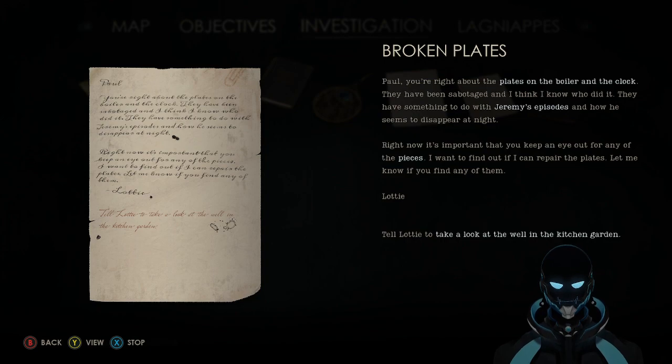Paul, you're right about the plates on the boiler and the clock. They have been sabotaged, and I think I know who did it. They have something to do with Jeremy's episodes and how he seems to disappear at night. Right now, it's important that you keep an eye out for any of the pieces. I want to find out if I can repair the plates. Let me know if you find any of them.